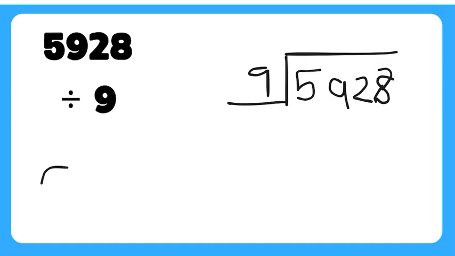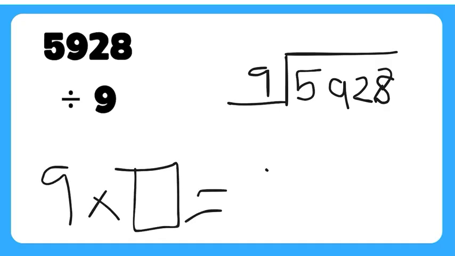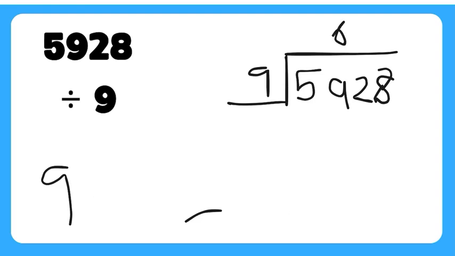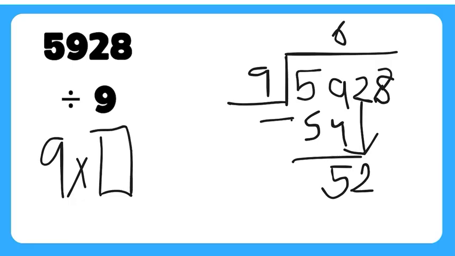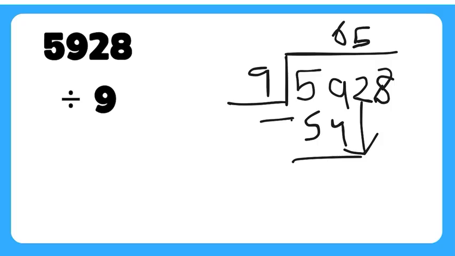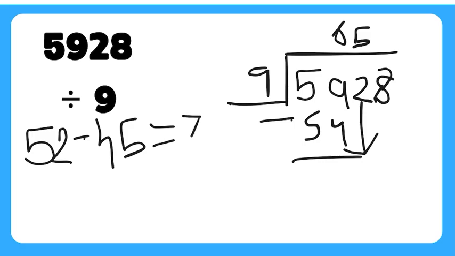So you will see that the closest number to 59, it is 54. And this is 9 times 6. So we will write the 6 on top of the 9 and subtract 54 from it. Minus 54, which gives us 5. We will bring down the next number, which is a 2. So 9 times what gives us 52. So the closest number for 52 is going to be 45, and this is times 5. So we will put the 5 down here, up here, and this 52 we will subtract from it. 52 minus 45, which gives us 7.